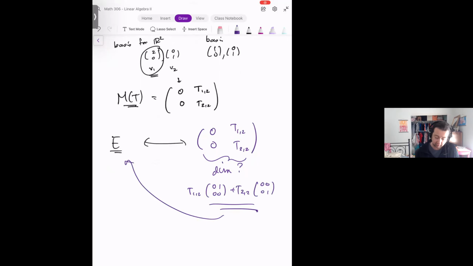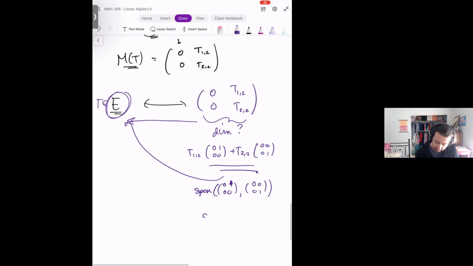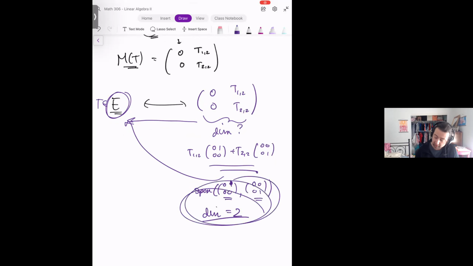That's isomorphism. If I start with one of these maps in E, I can come over here to this matrix. If I start with one of these matrices, I can go back over here to find the T. Isomorphism means same. Having something on one side is the same as having something on the other, and I can go back and forth uniquely. This space is the span of the vectors (0, 1, 0, 0) and (0, 0, 0, 1). And that means that the dimension of this space is 2, because there's 2 basis elements. So if this space is 2-dimensional and it's in one-to-one correspondence with this space over here, then this space must also be 2-dimensional.